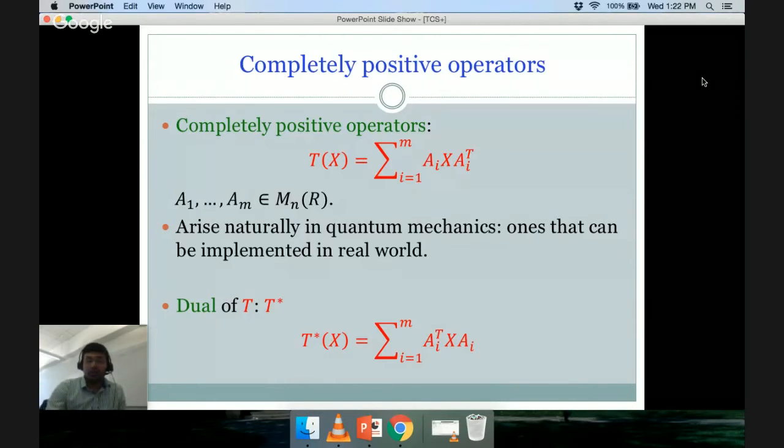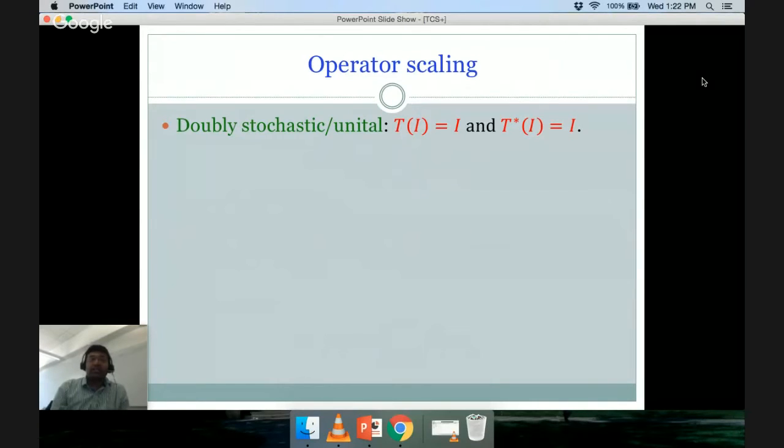Now I'll define what it means to be doubly stochastic in this setting. An operator T is called doubly stochastic, also sometimes called unital in the quantum papers, if T maps identity to identity and the dual of T also maps identity to identity. In terms of the matrices A_1 to A_m, this means that the summation of A_i A_i transpose should be identity and the summation of A_i transpose A_i should be identity. If these two conditions are satisfied, then T is called doubly stochastic, or this collection of matrices A_1 to A_m is called doubly stochastic.